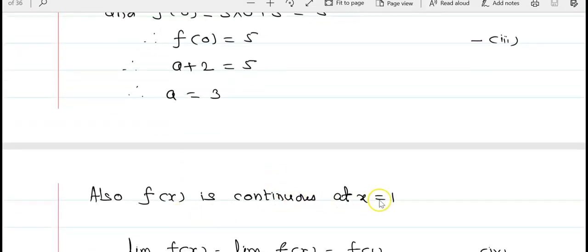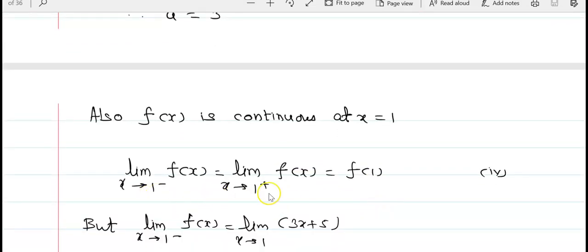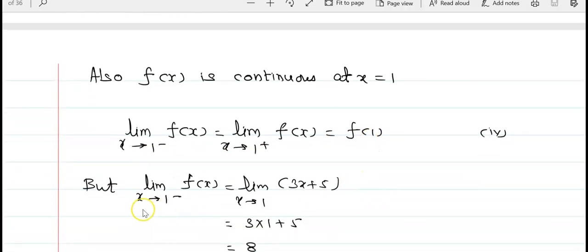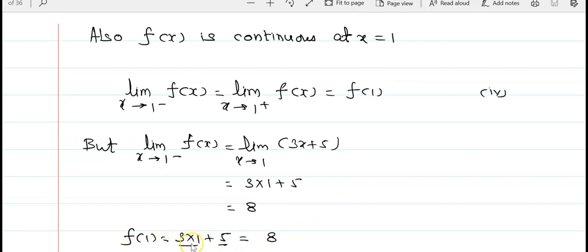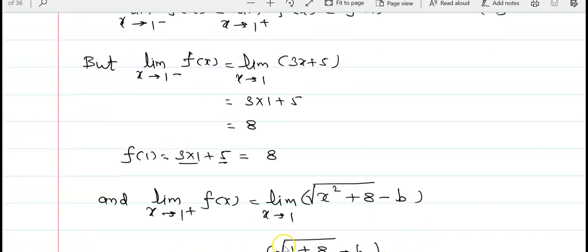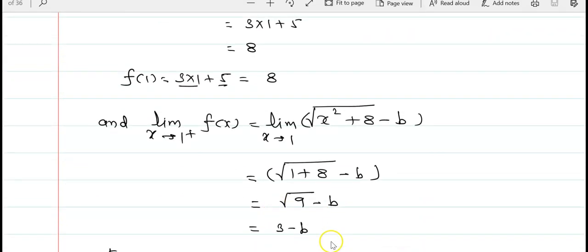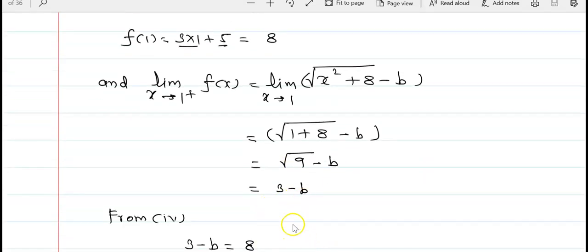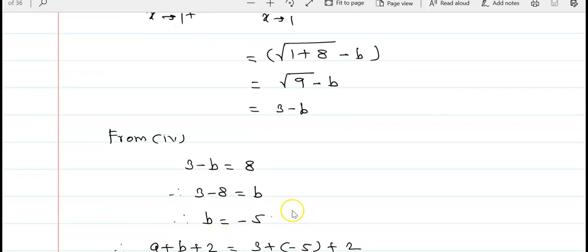As f of x is continuous at x equals 1, the left limit, right limit, and f of 1 are equal. Limit as x tends to the left hand side, that is 3x plus 1, this function is equal to 8, so f of 1 equals 8. Right hand side limit, limit x tends to 1 plus, that is root of x square plus 8 minus b, and you will get 3 minus b. Again 3 minus b is equal to 8. Therefore, b is equal to minus 5.